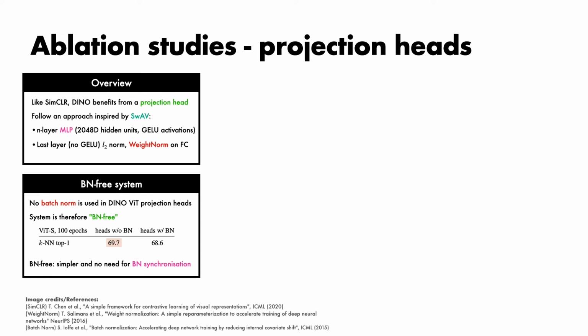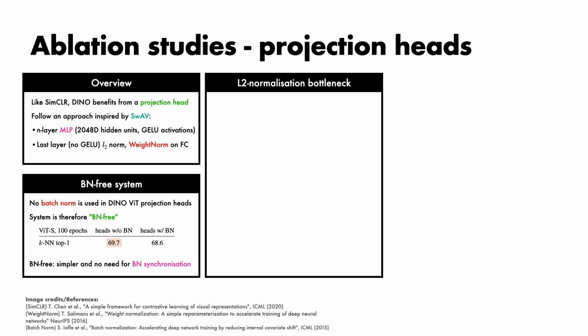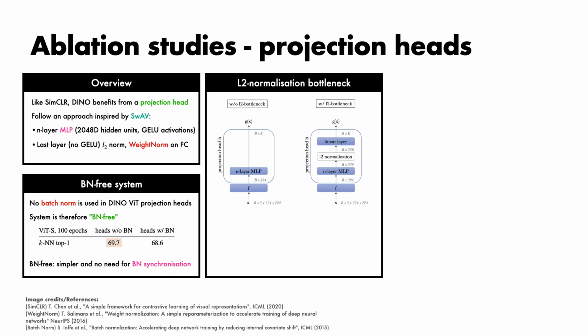The next study explores possible design choices for the projection head itself. One variant considered does not use an L2 normalization bottleneck. The input is an image, X, which is processed by the backbone, F, and then fed into the projection head, which consists simply of an n-layer MLP that outputs k dimensions. A second variant does include an L2 normalization bottleneck. As before, the input is an image that is fed through the backbone. This time, however, the n-layer MLP is followed by L2 normalization and an additional linear layer.